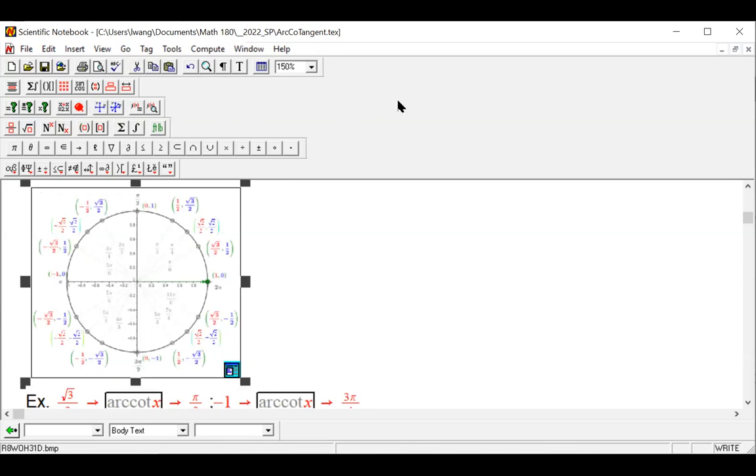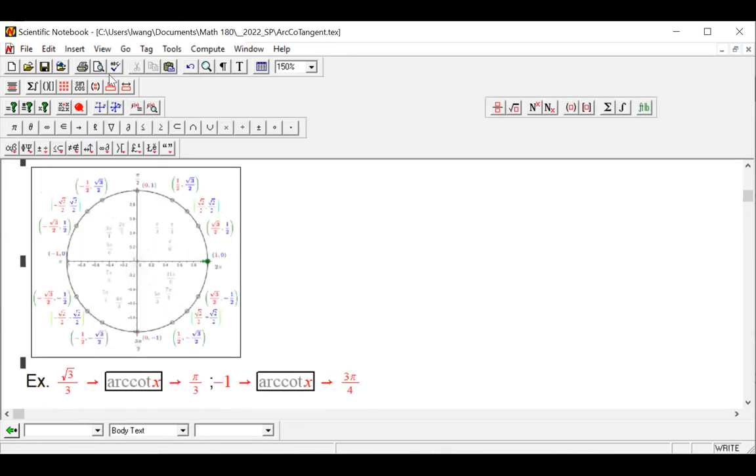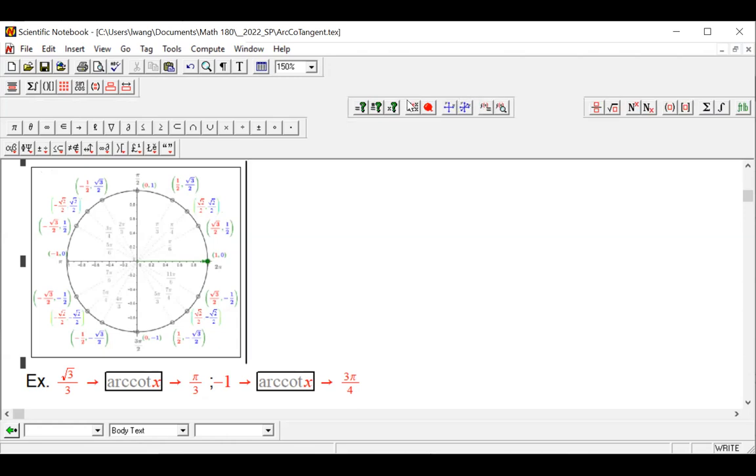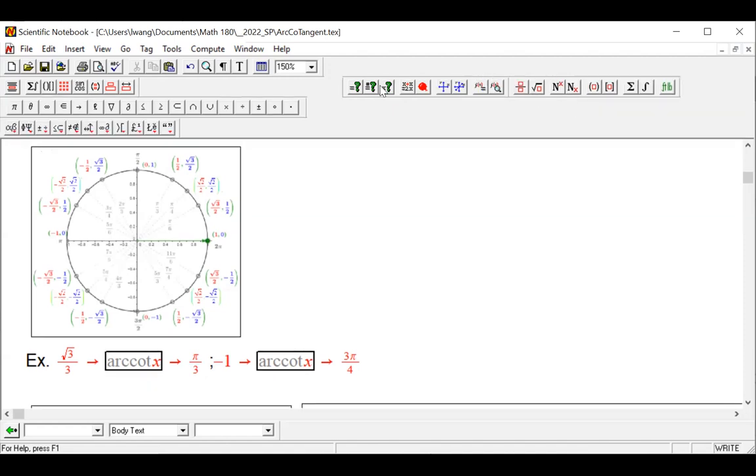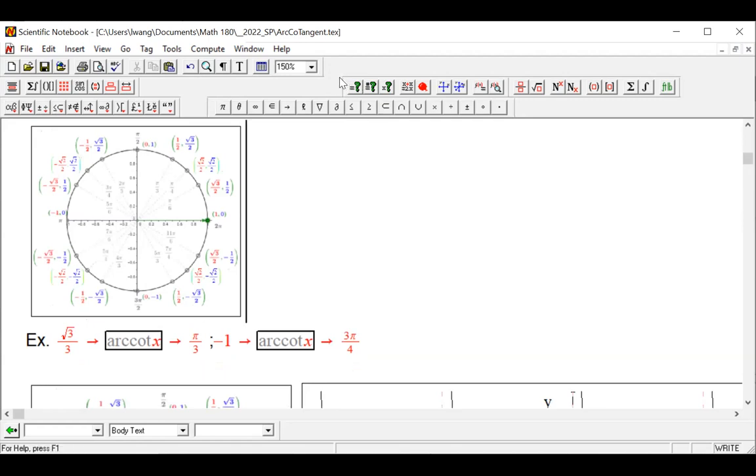Hold on, let me just clean up this a little bit. I'm being squeezed. There's not enough space. Okay, all right, hopefully this is better.